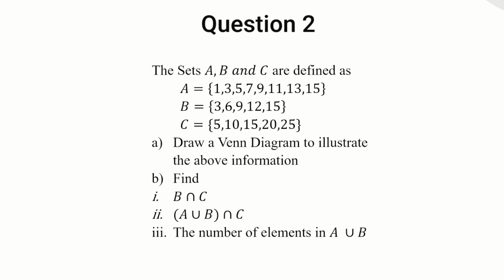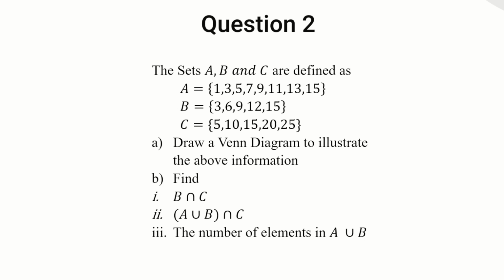The question says that the sets A, B, and C are defined as, so they've defined some sets for you and they've listed the members in all these sets, right? So in A, we see that there are members 1, 3, 5, 7, 9, 11, 13, and 15. B has members 9, 12, 15, and then C has members 5, 10, 15, 20, and then 25. Now, (a), we have to draw a Venn diagram to illustrate the above information.